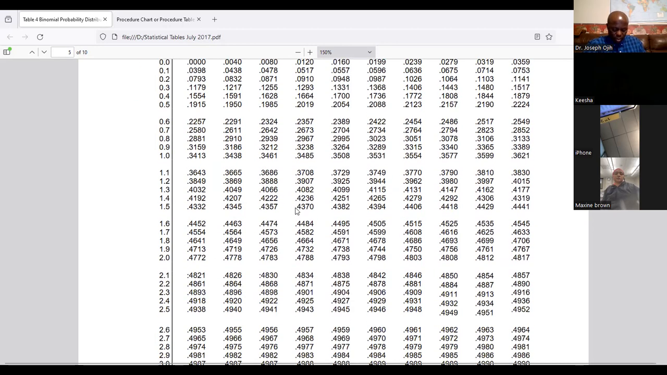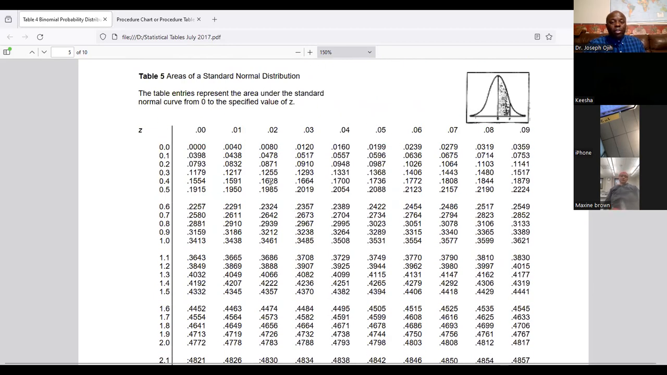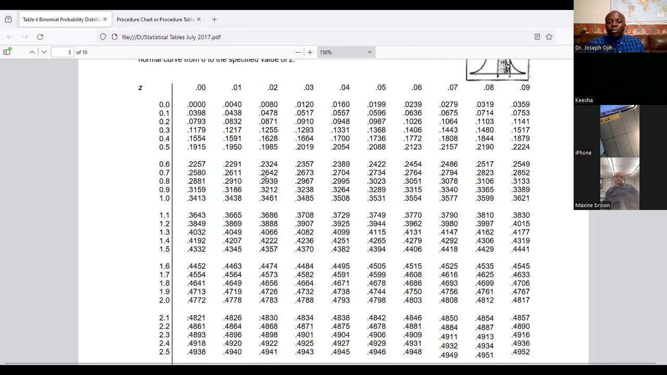Now we have negative 0.83. Like I said, if you're using this table, you don't have to worry about the negative. So you just look at 0.8 and go under 3. You can see the 3 right there. So it gave me 0.2967.